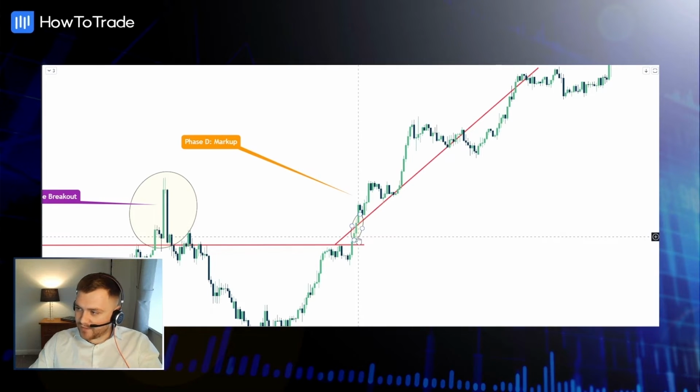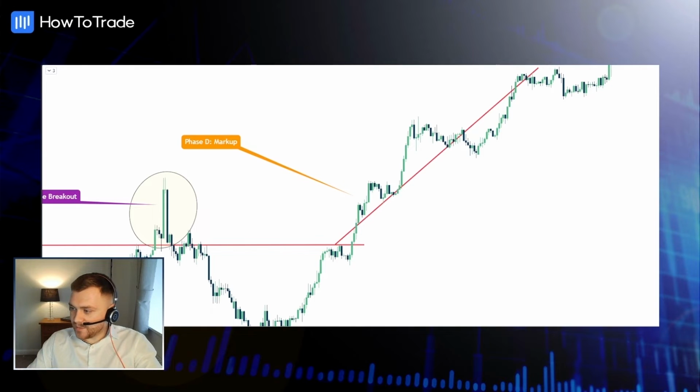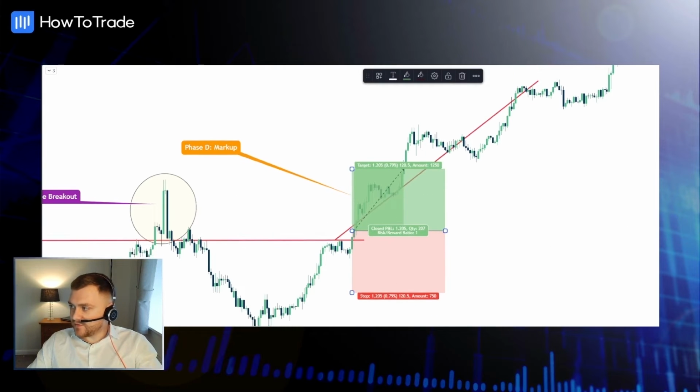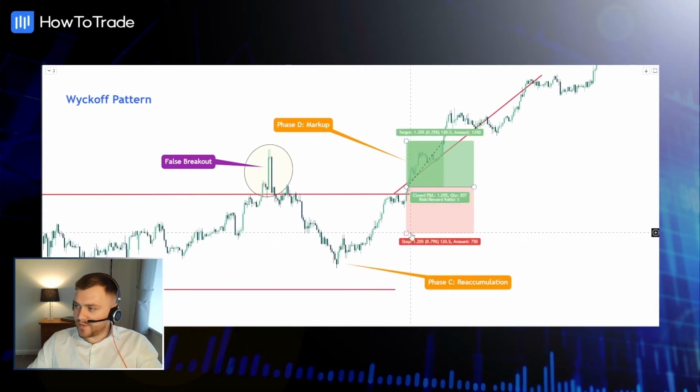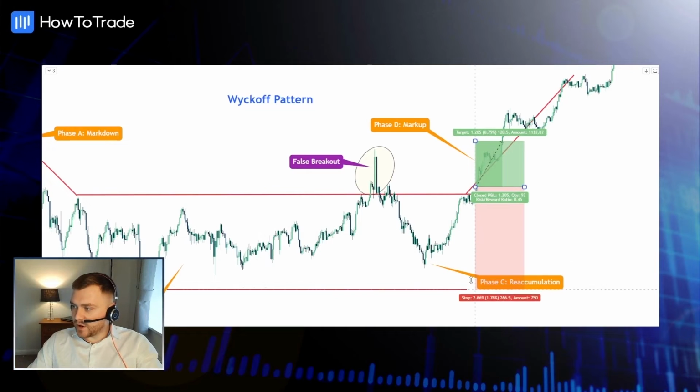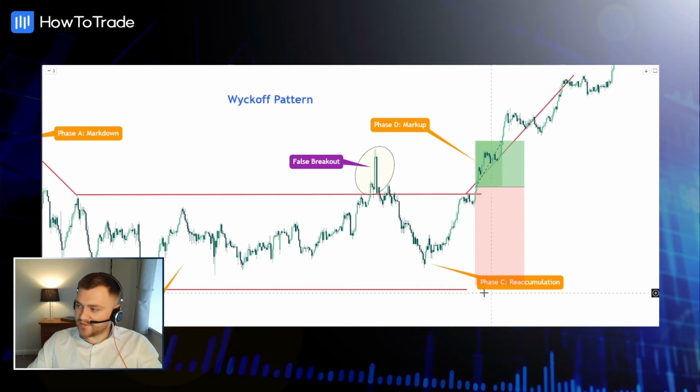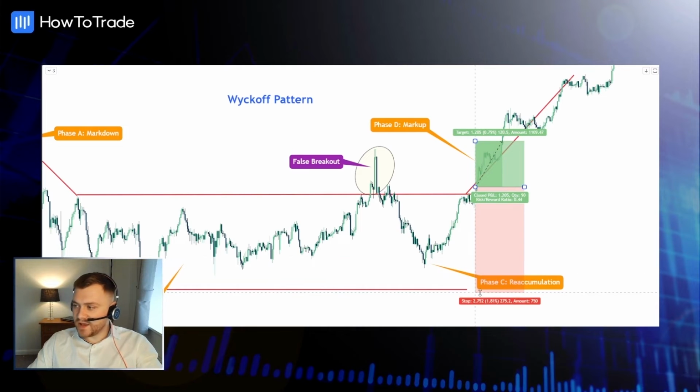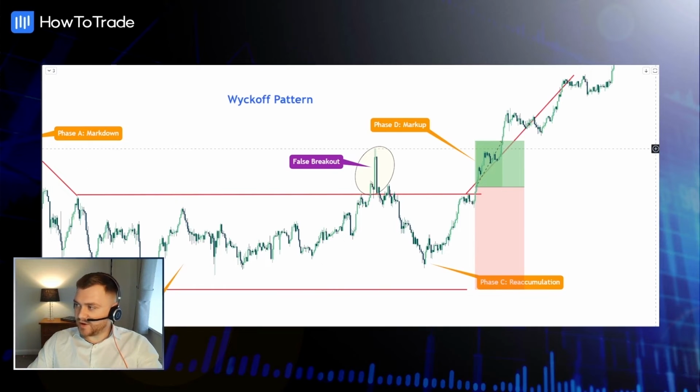Once we get the breakout above here, what a trader might do is go long at the first full body closure above this. Now with your stop losses, probably want them to be sitting in theory below this accumulation phase. So although it's a fairly big stop loss, you could either have it below phase C or below the phase B accumulation, this support line that we have here.